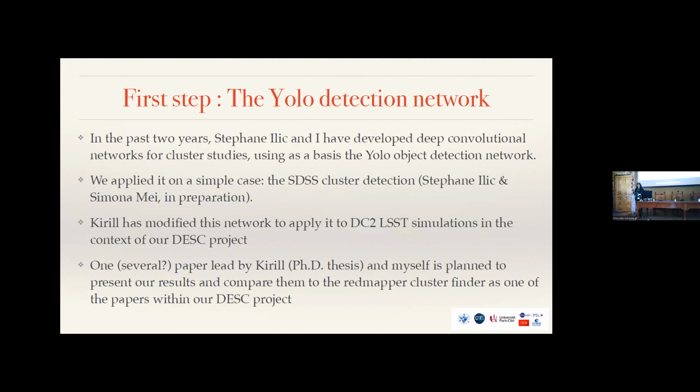So the first step, we decided to apply a classical object detection algorithm in machine learning, which is called YOLO, you only look once. And we applied it to the most basic case, just the local universe, the Sloan Digital Sky Survey, SDSS. And then second step, we applied it to the DC2 simulations. And this will lead to one or more papers led by Kirill Grishin for his PhD thesis. And we will compare afterwards our results with other work in the team.